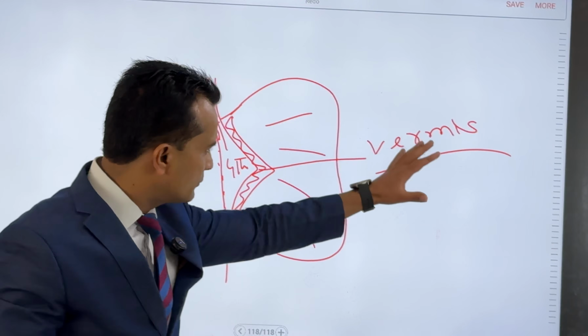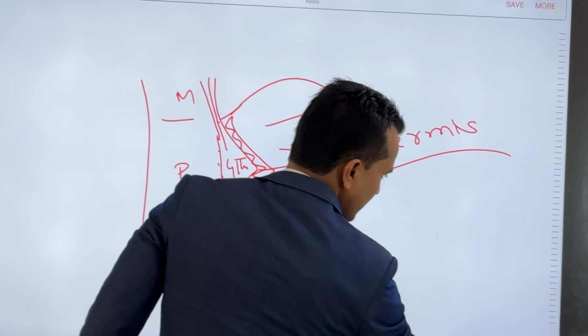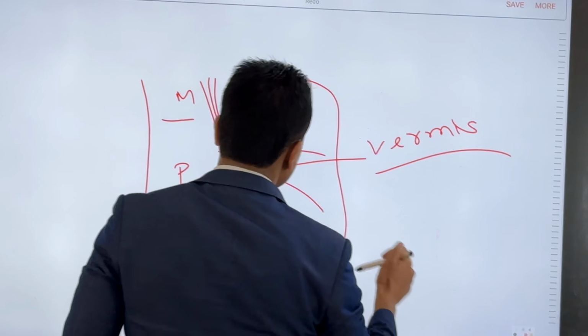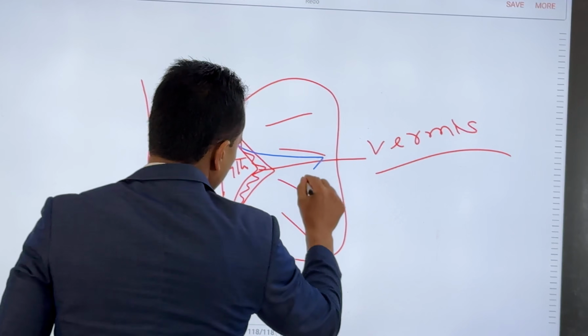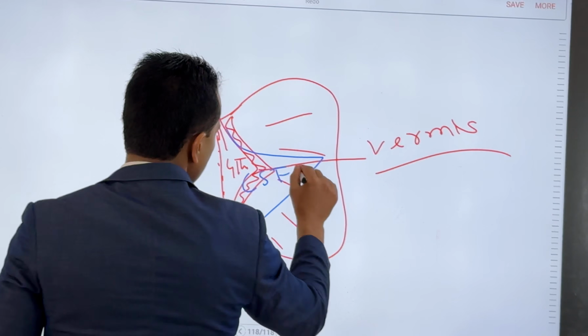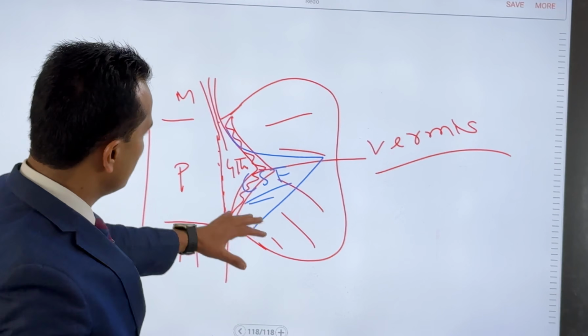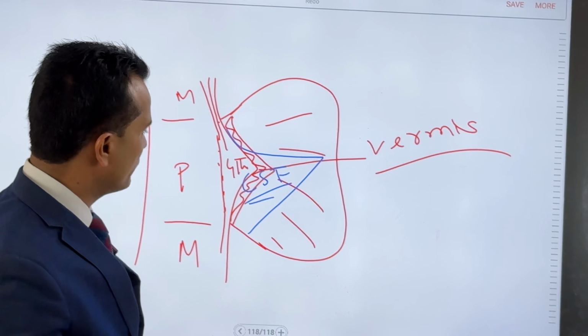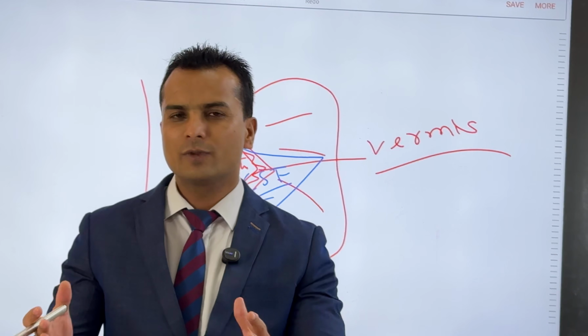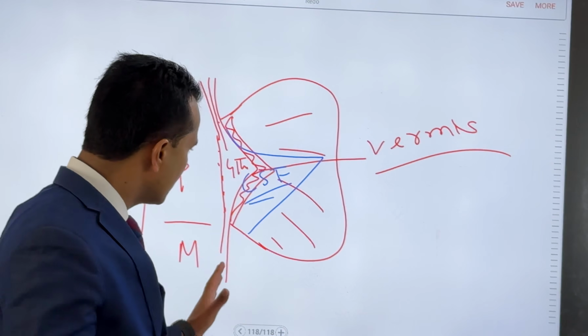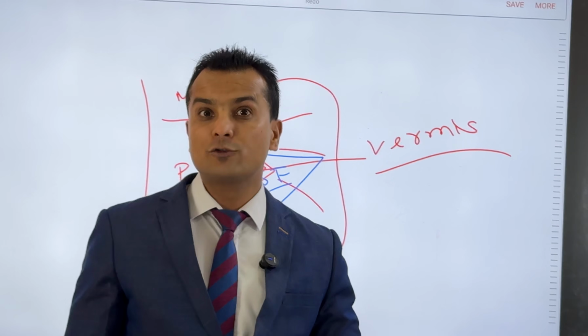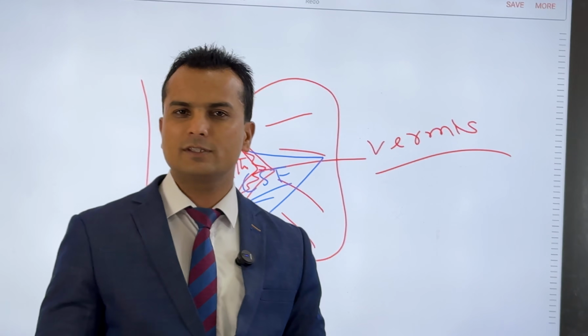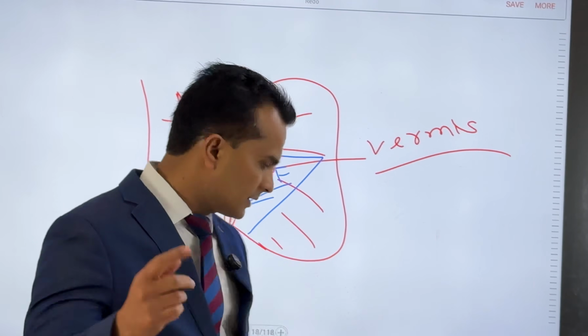If there is absence of the vermis, it means there will be enlargement of which ventricle? It may lead to enlargement of the fourth ventricle. This cystic enlargement of the fourth ventricle due to agenesis of the vermis is also very dangerous. It may lead to blockage of this entire pathway and also lead to hydrocephalus. This type of hydrocephalus is also called non-communicating hydrocephalus.